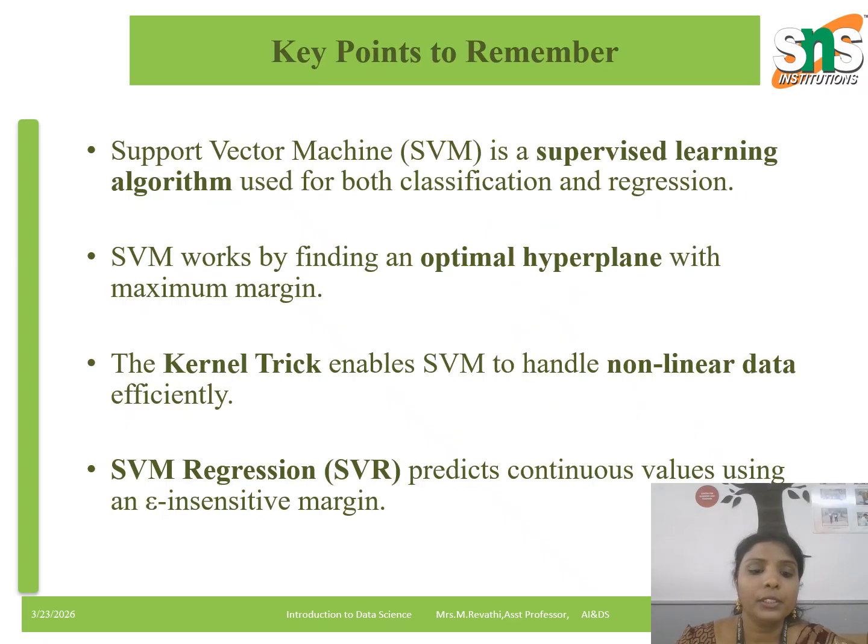So we come to the end of this session. Let's quickly revise what we learned. SVM is a supervised learning algorithm used for classification and regression. It finds the best hyperplane with the maximum margin. The kernel trick helps in handling non-linear data. SVR is used for predicting continuous values. These are the key points you should remember.